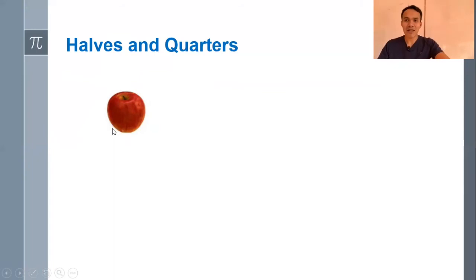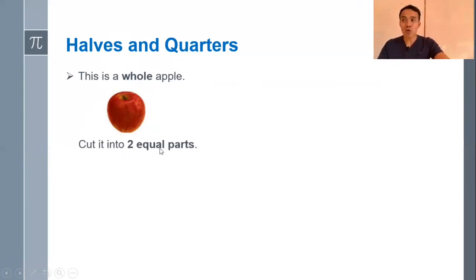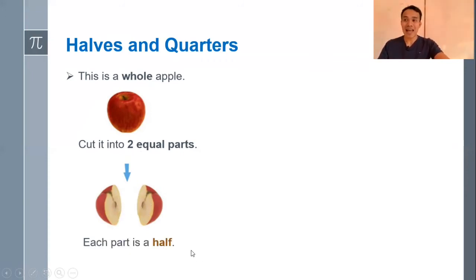Let's have this apple. This is considered as a whole apple. And let's divide or cut this into 2 equal parts. Notice that the parts are of the same size. Each part is a half or 1/2, meaning this is 1/2 and the other part is also 1/2. And how do you write 1/2? 1 on top, 2 at the bottom.